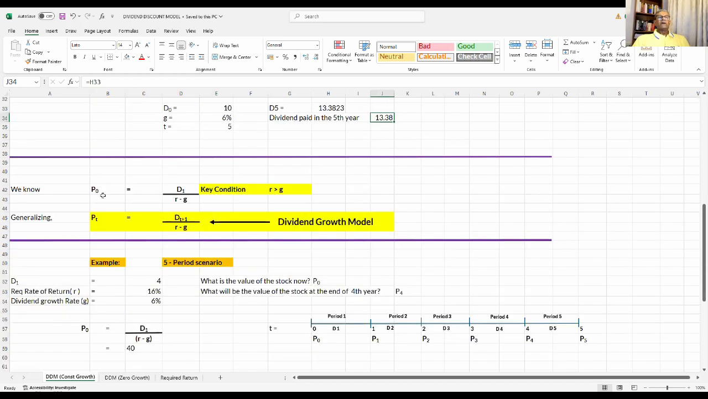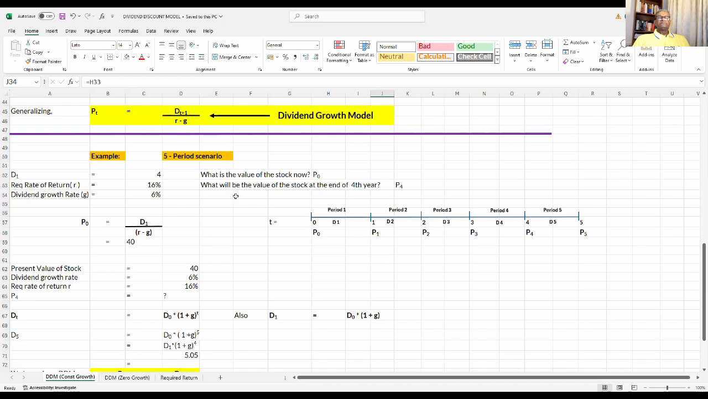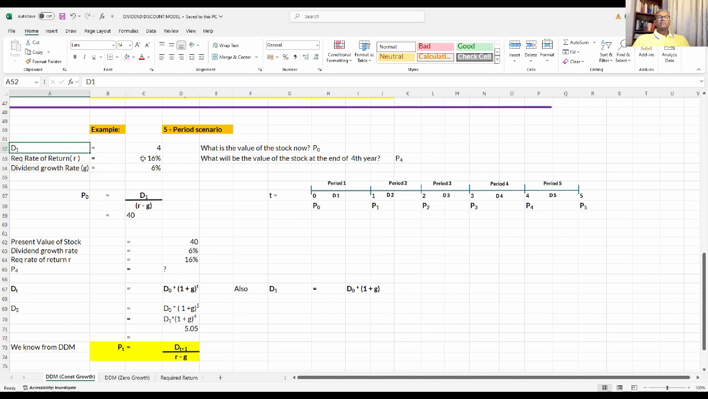Okay. So now, as we have already seen, these are the equations governing the constant growth rate dividend discount model. So now let's take another example. We look at a 5-period scenario, okay, where D1 equal to 4, the rate of return R equal to 16%, and the dividend growth rate is 6%. So now what have they asked for? What is the value of the stock now, so what is P0, and what is the value of the stock at the end of the 4th year, that is P4. This is what they are asking for. So now easily we can find out the value of the stock now, which is D1 divided by R minus G. We just plug in the numbers and we get P0 equal to 40.